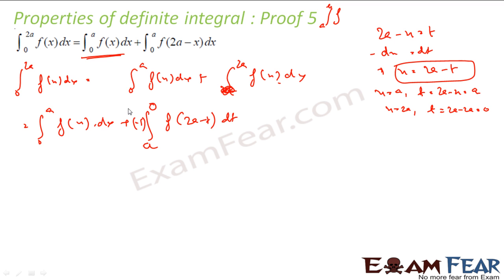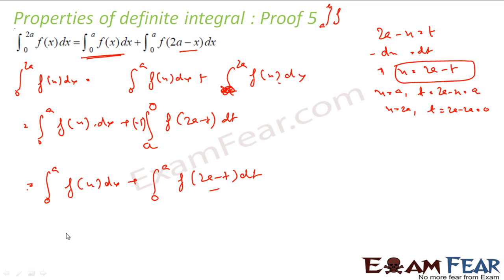Since there is a negative sign and I'm also looking for 0 to a, let's flip this and remove the negative sign. So this becomes integral 0 to a f(x) dx plus integral 0 to a f(2a minus t) dt, correct? Till now, no issue. Now if you see this equation and this equation, this guy is f(2a minus x) dx, this is f(2a minus t) dt. You use any variable, it's all one the same.